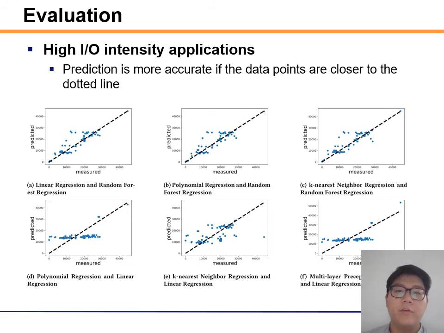This slide shows the prediction results of the combinations of algorithms listed in the previous slide. The top 3 combinations have the best accuracy, while the bottom 3 combinations have the worst accuracy. The y-axis shows the predicted result, while the x-axis shows the actual measured value. The closer the data points are to the black dotted line, the more accurate the prediction. As we can see in the top 3 figures, our proposed algorithm can accurately predict the performance in high I/O intensity applications.